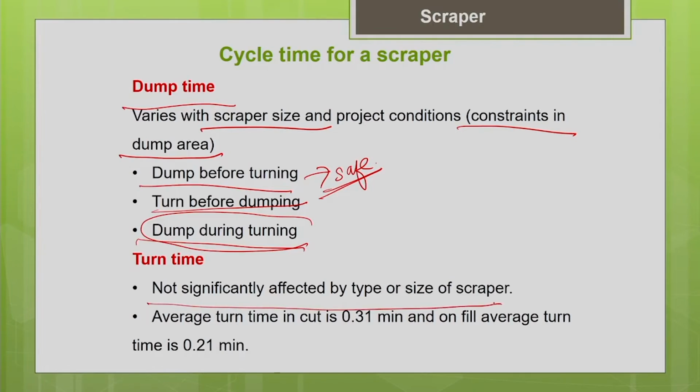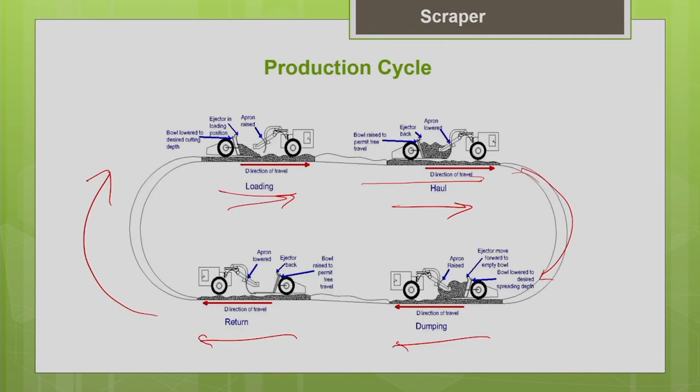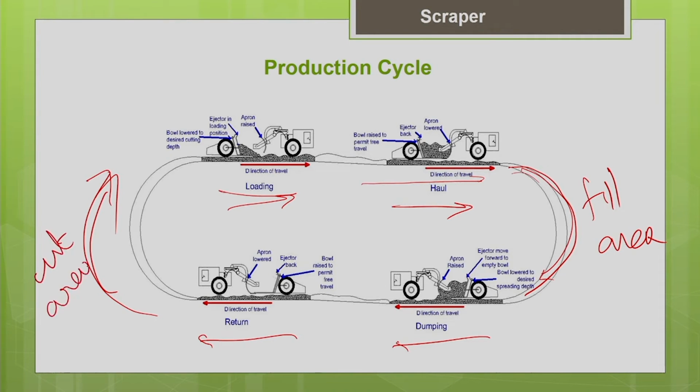You can see that the turn time is basically not affected by the type or the size of the scraper. So, hope you remember the picture which I have shown to show the production cycle of the scraper. You can see that two turnings are done by the scraper. One is the turning in the fill area and the other one is the turning in the cut area. Okay. So, basically when the scraper makes a turn in the cut area, the turn time is a little bit higher when compared to turning in the fill area.